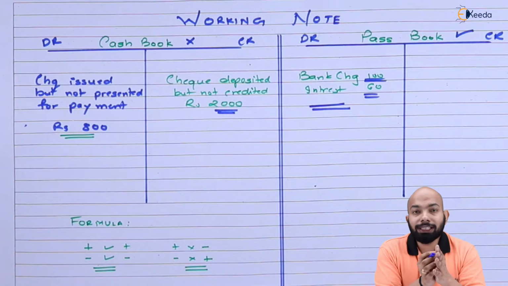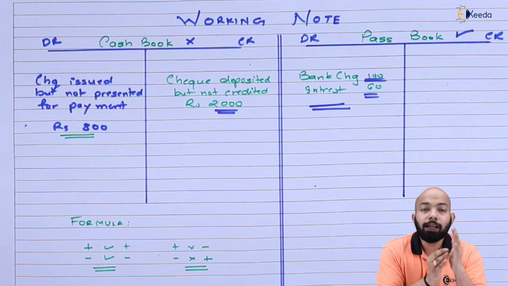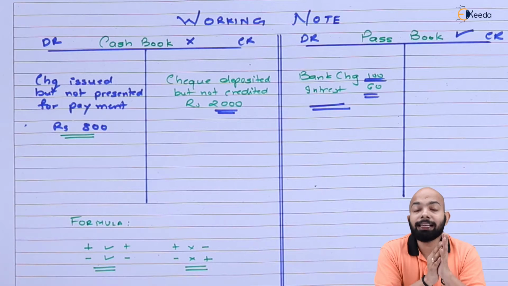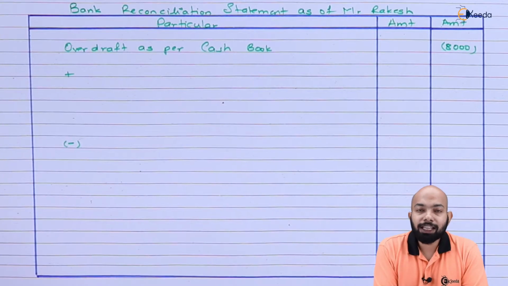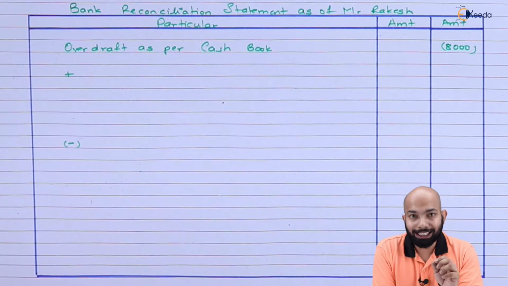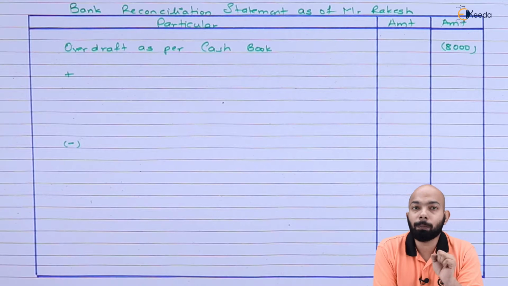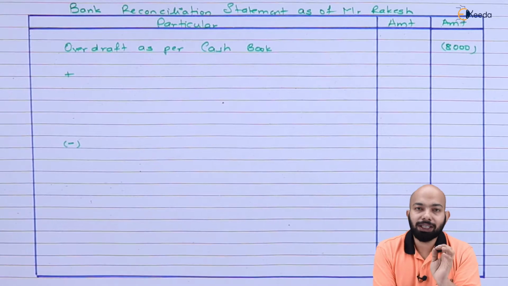Now that with all this we have completed the working note, we'll go ahead and prepare the statement, that is the bank reconciliation statement, and figure out how much is the overdraft as per the passbook. Now, as this is an overdraft as per the cash book, the amount mentioned in the final column will always be negative. That means we have to mention that in brackets. So whatever will be added will ideally be subtracted. That means minus 8,000 plus whatever amount is added.